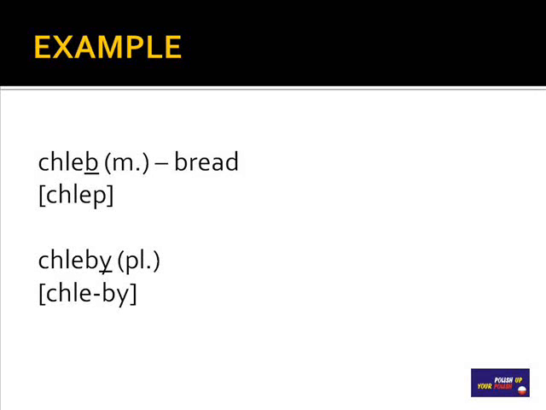Okay, so the example here is the word for bread in Polish. As you can see, it's masculine. As you can see, it ends with the letter B. So it means that this letter would be pronounced as a voiceless letter. And below you have not the pronunciation actually, but how this word would look if we wrote the word down from what we hear.